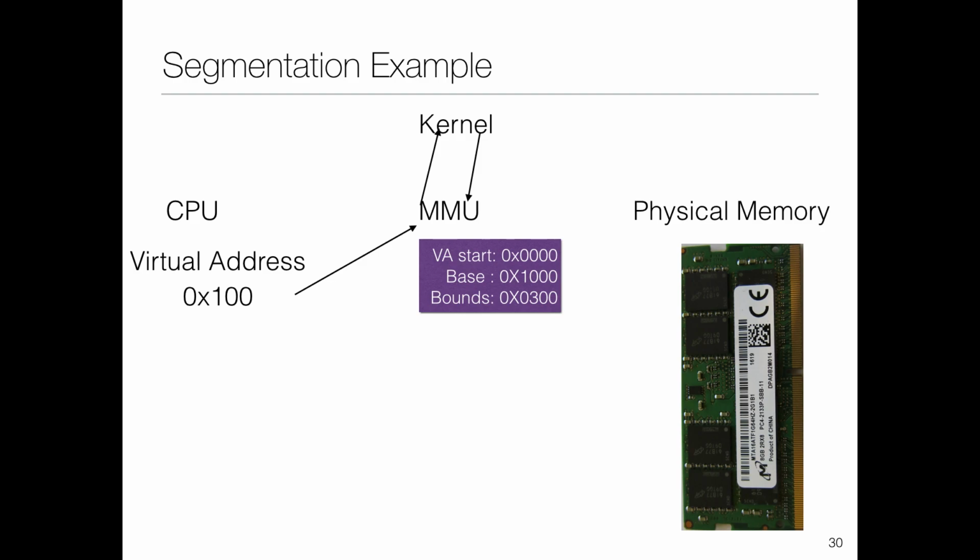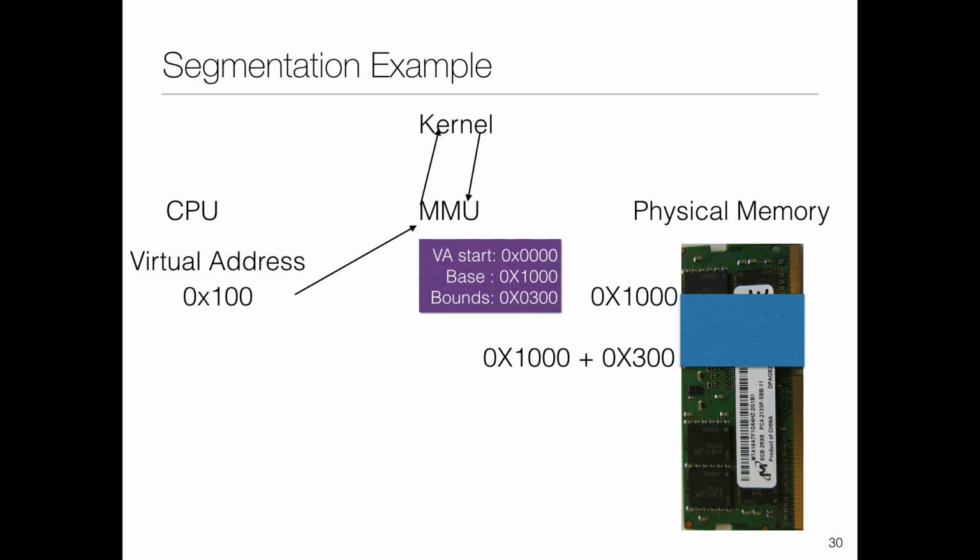So let's say this particular virtual address comes from the code segment, and the code segment starts at virtual address 0. The base address is hex 1000, and the bounds is hex 300. So the virtual address can go from 0 to hex 300, right? Because that's the bound. So the bound is going to be the same across both the physical and the virtual address space. Virtual address 0 corresponds to what physical address? 1000. Virtual address 300 corresponds to what physical address? So 1000 plus 300.